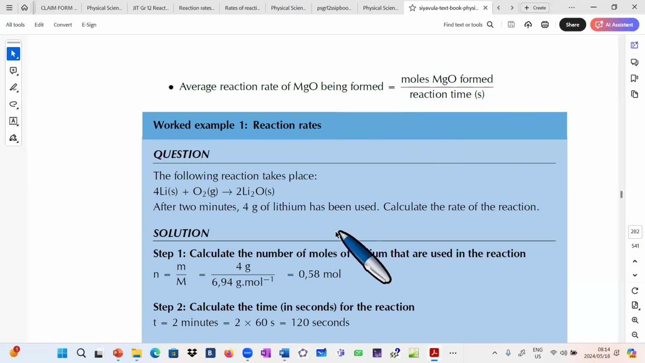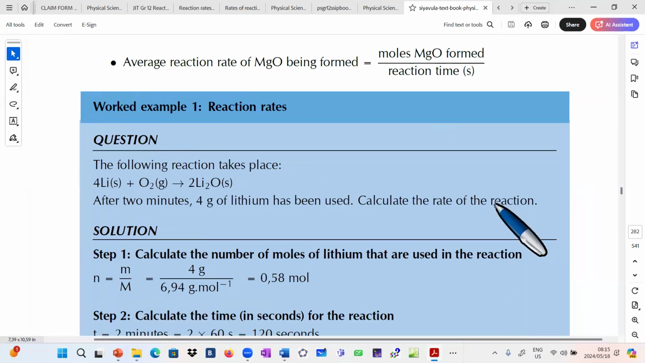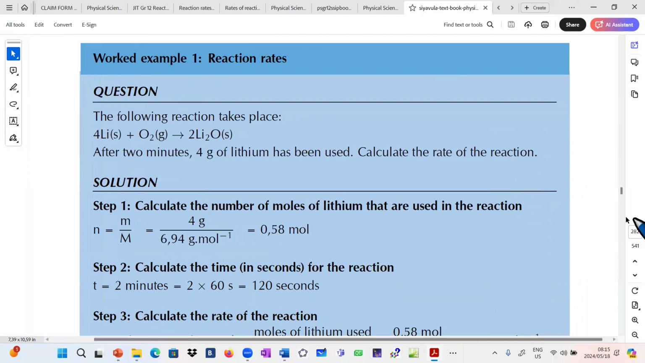Okay, let's look at an example here. How do we study these things, and what kind of example can we give here? Let us look at these together. At this point, we are able to look at a specific example that is of essence to us. Example one is about the notion of reaction rates. Example one is on reaction rates.